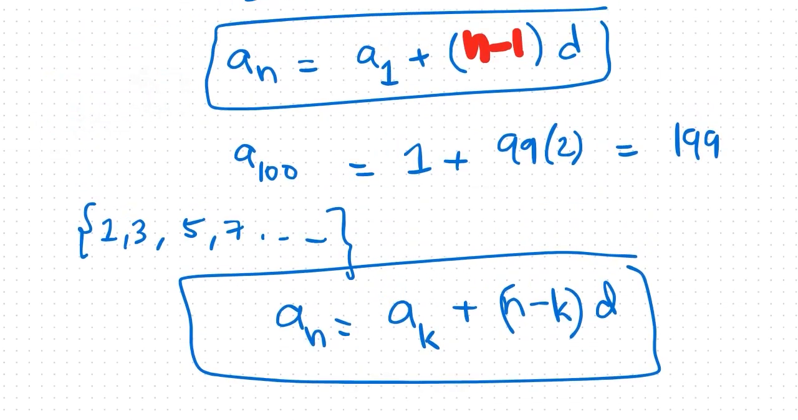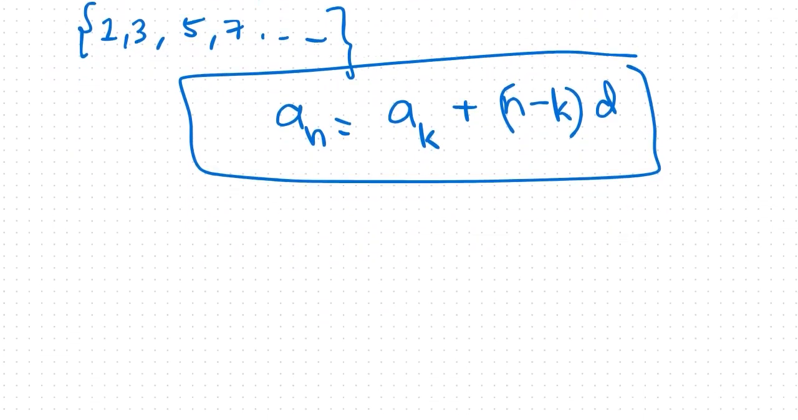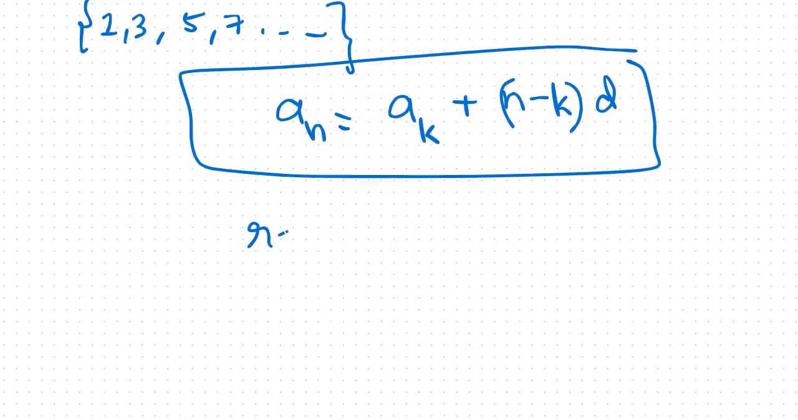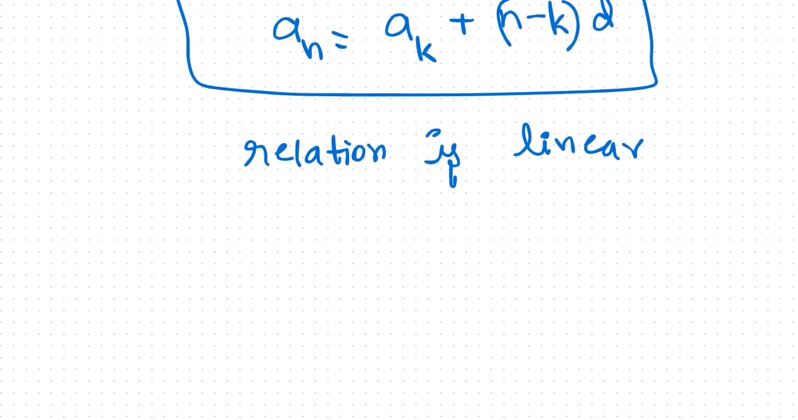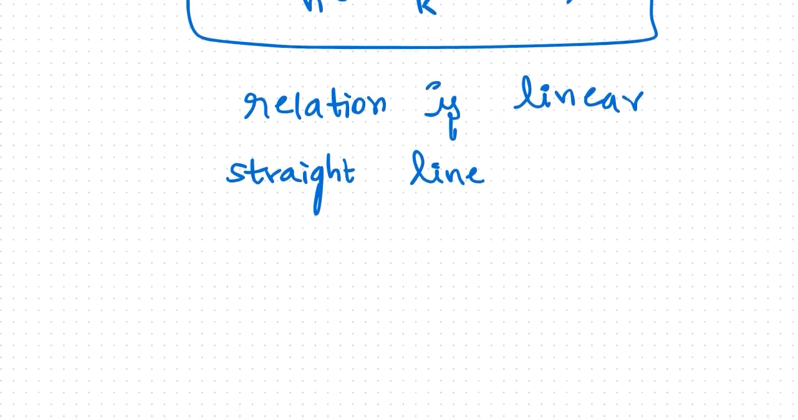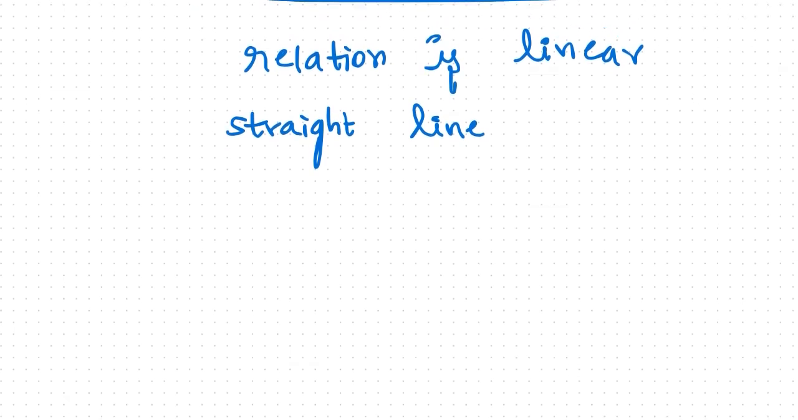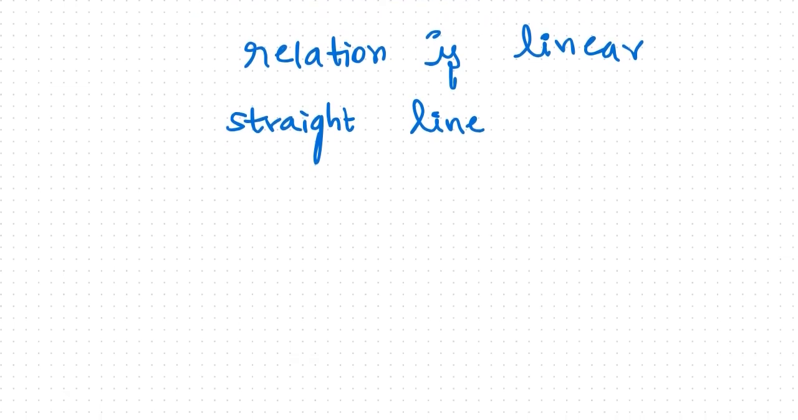And you also know that the relation is linear, right? So it's a straight line relation. So that's about arithmetic sequence.